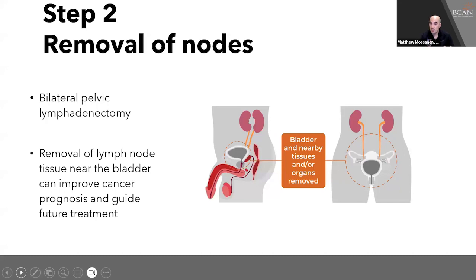In either approach, robotic or open, the same lymph nodes are removed. So that doesn't really make a difference. This is just the second step of the surgery. It's important to note that some surgeons might do this at different parts of the operation, before the bladder is removed or after the bladder is removed. That doesn't really matter as long as the lymph nodes are removed. We can go to the next slide.